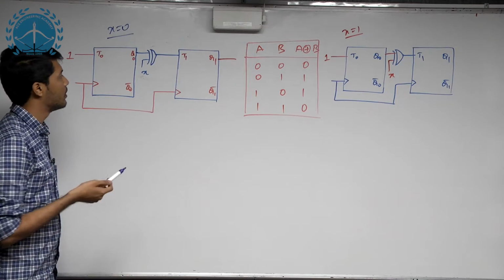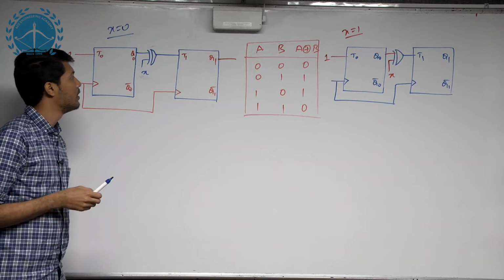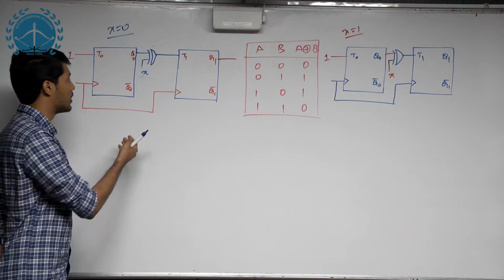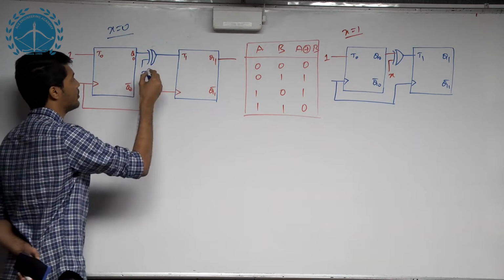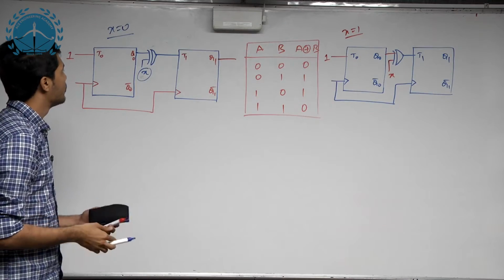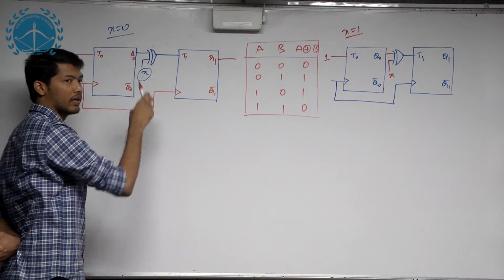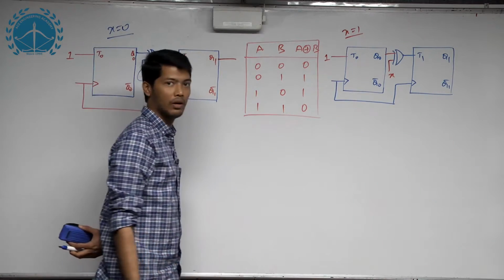In this question, we were given a counter of this kind and we were asked to find out whether this is an up counter or down counter basing on the value of x. Okay. So here we have a XOR gate. So first of all we will see the truth table of an XOR gate.